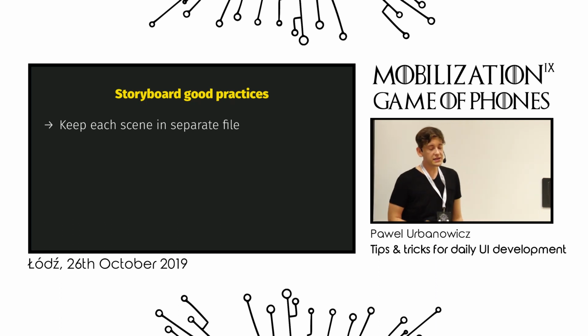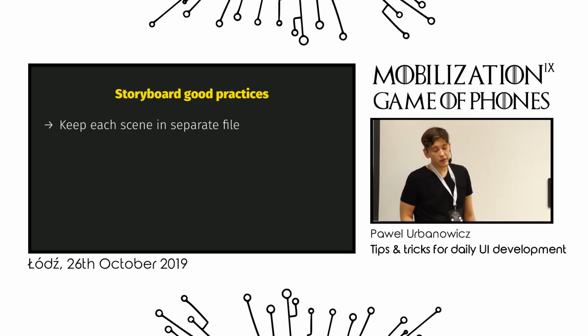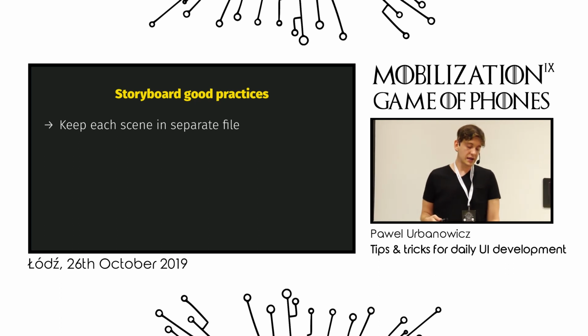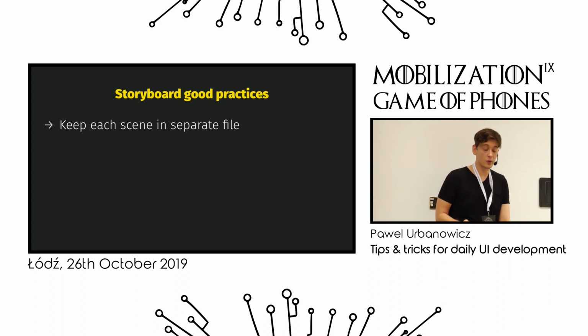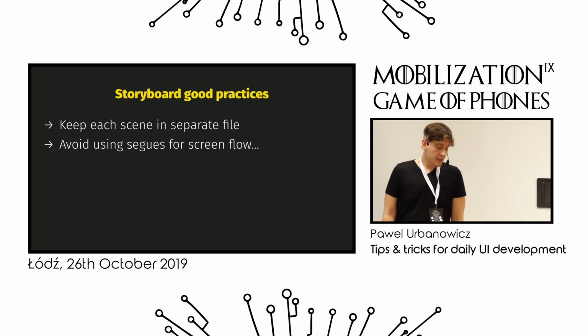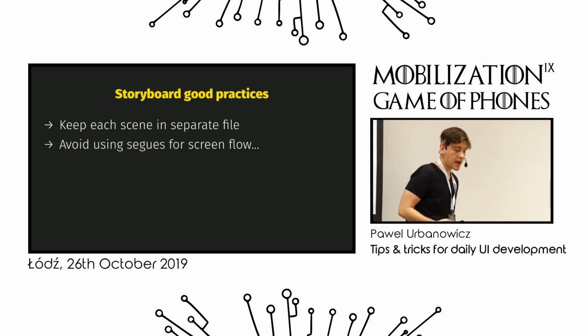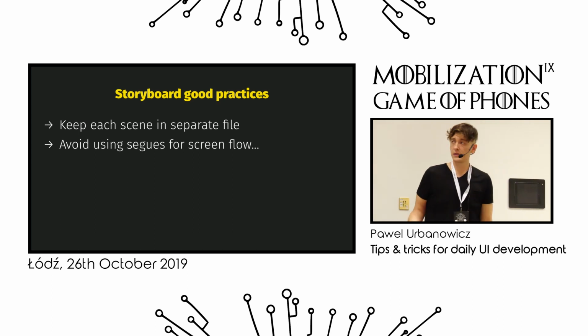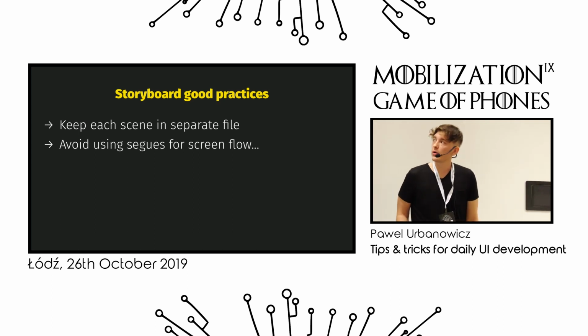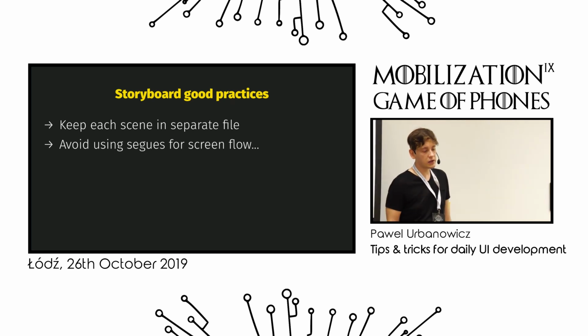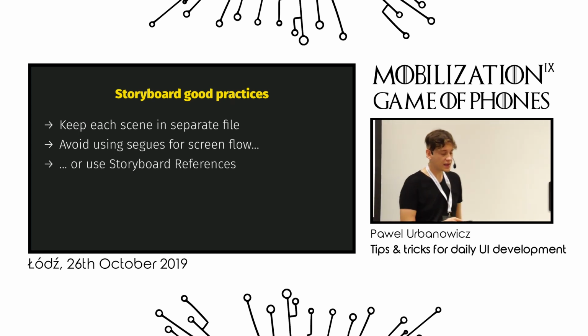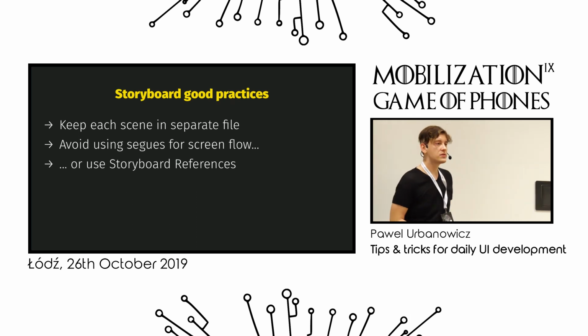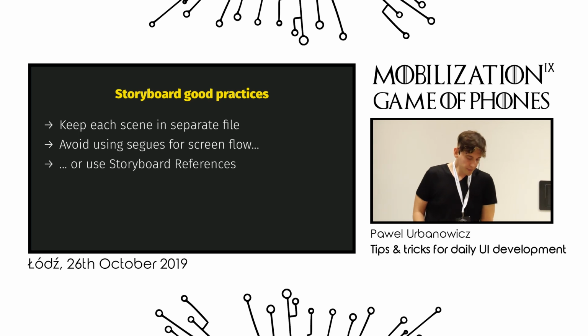So for example, keeping each scene in a separate file greatly increases team efficiency when working with storyboards, because separated storyboard files open faster and decrease the possibility of merge conflicts, which is a huge win. Also, dependency injection, as we know, using segues is quite difficult. So consider dropping segues from your Interface Builder, but if you're still using them and want to keep the scenes separated, you can use storyboard references.